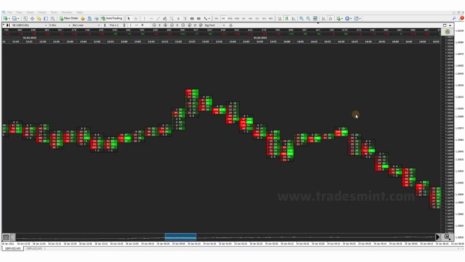The footprint charts. This is a very special kind of chart. We see data here. I could say that this is the X-ray tool to see what is happening on each side of the candle.